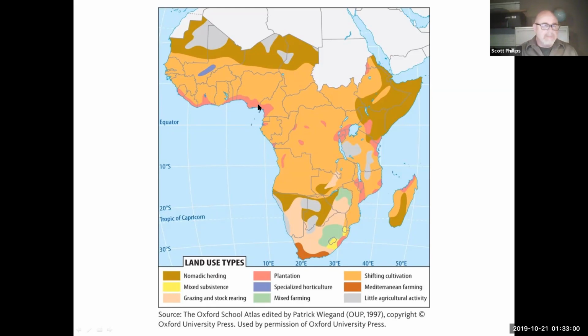We've talked a bit about plantation agriculture in the past in South America. And until we get down here, you have more of what is called Mediterranean farming, things that we would probably recognize in California.